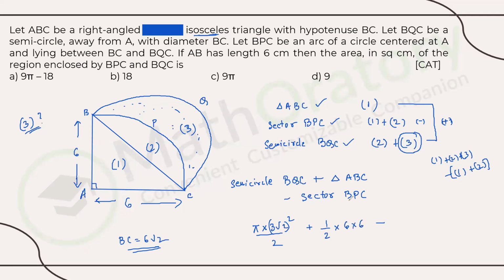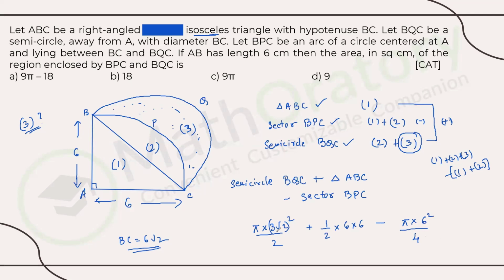and subtracting the sector BPC. Now the sector BPC is basically a 90-degree sector, so it would be 1/4 the area of the circle. In this case, don't make a mistake, this BPC has center A and this is the circumference of this sector, right? So this AB is the radius, or AC, whichever you want to pick up. So the radius of this particular sector is 6, so pi into 6 square and 1/4 of that, right?